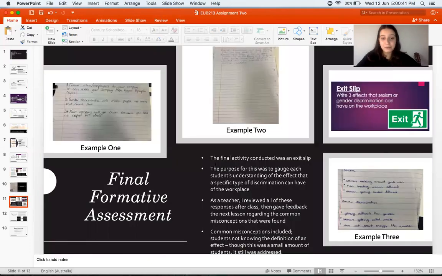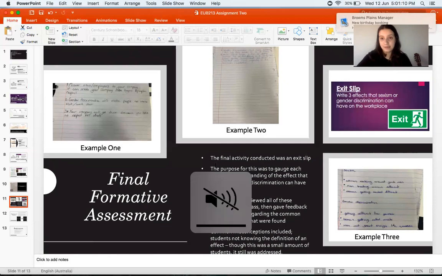Now, my final formative assessment piece was an exit slip. So after they had done their poses and their PEEL paragraph, they needed to do an exit slip. The exit slip was to gauge each student's understanding of the effect that a specific type of discrimination can have on the workplace. As a teacher, I reviewed all of these responses after class, then gave feedback the next lesson regarding the common misconceptions that were found. This was done through just a conversation where students wrote down what they needed to work on at the start of the lesson.